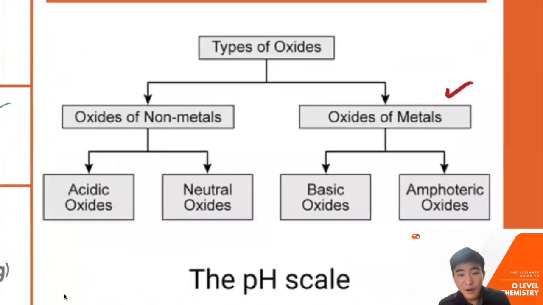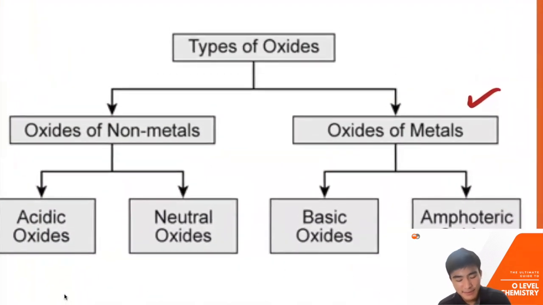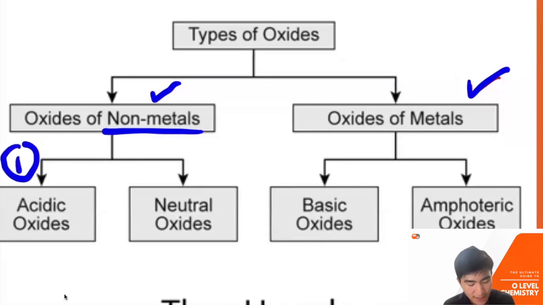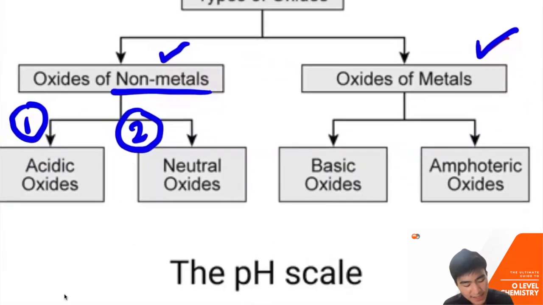Now, there are 4 main types of oxide. There are metal oxide and non-metal oxide. In the non-metal oxide, there are 2 categories. Number 1 is called the acidic oxide. Number 2 is called the neutral oxide. Acidic oxides, for example, carbon dioxide, nitrogen dioxide, sulfur dioxide.